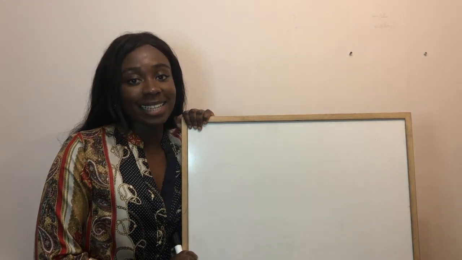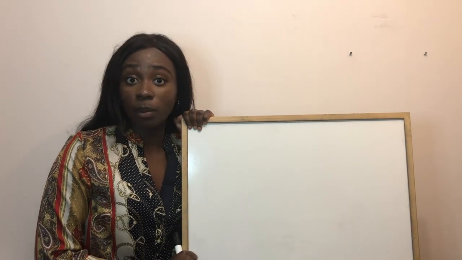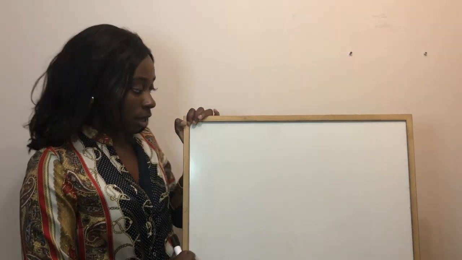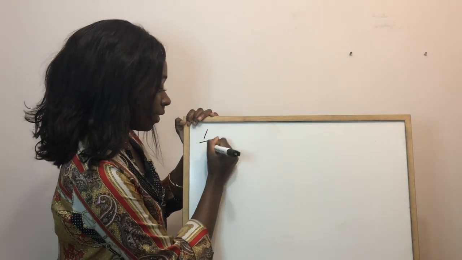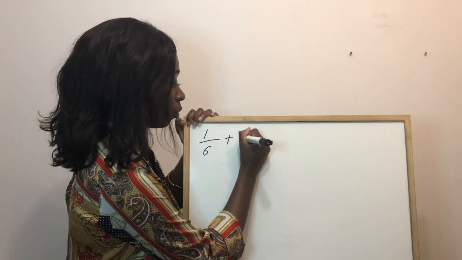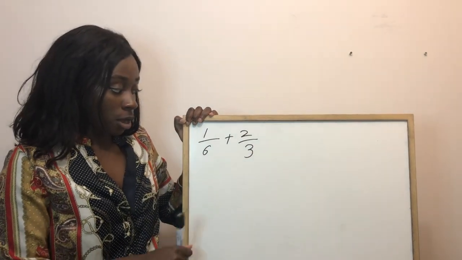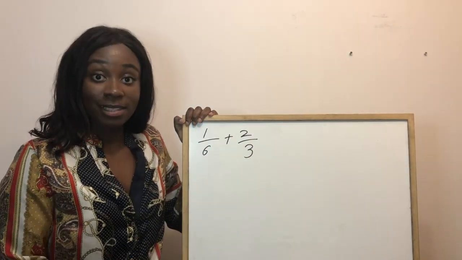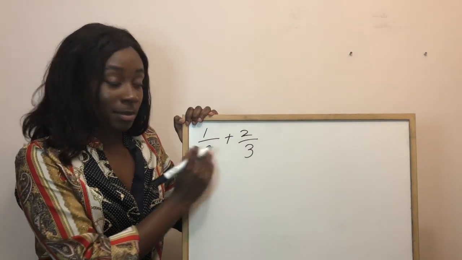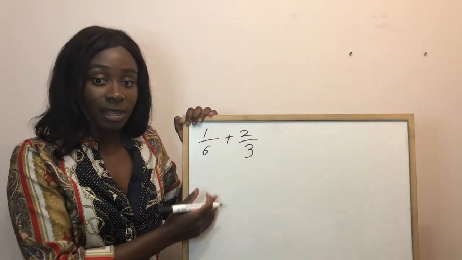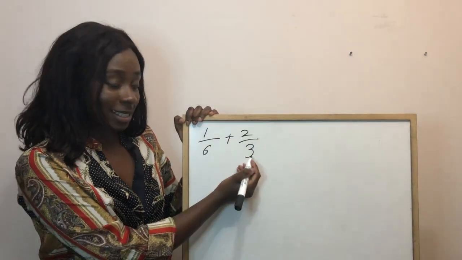Today we're going to be adding and subtracting fractions with different denominators. For example, let's say we have 1 over 6 add 2 over 3. And if you watched my previous video, you would know that if you have the same denominators, you can just keep them the same and just add the top. Whereas this is not the case for this one, because we've got 6 and 3.